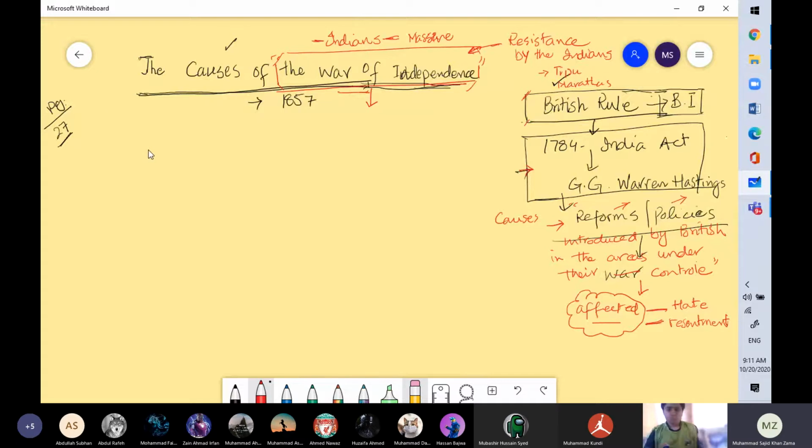Now we will be talking about those policies in particular, and we will also develop how those policies affected Indians, commoners, and then there was support for this war from the Indians in general. So now we'll see those policies of the British. First of all, if you follow with me from the book, we can easily do this part. This is page 27, and it is written like a heading, political.